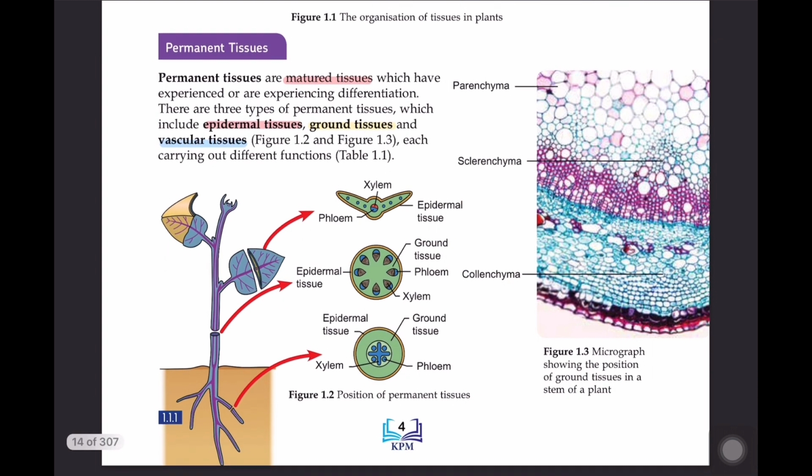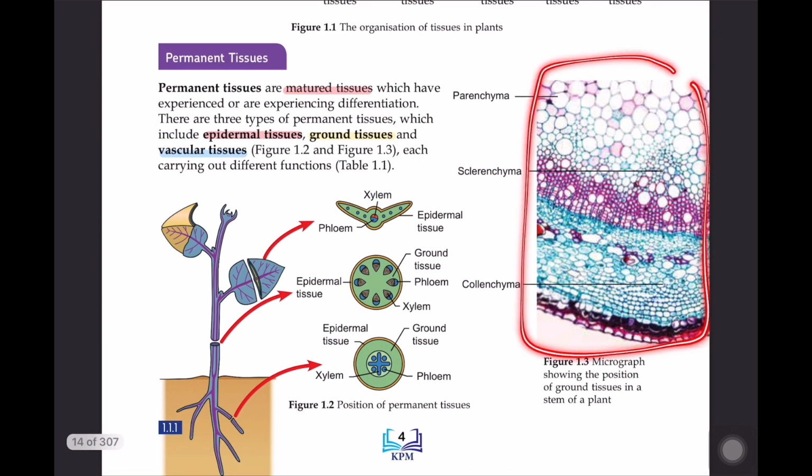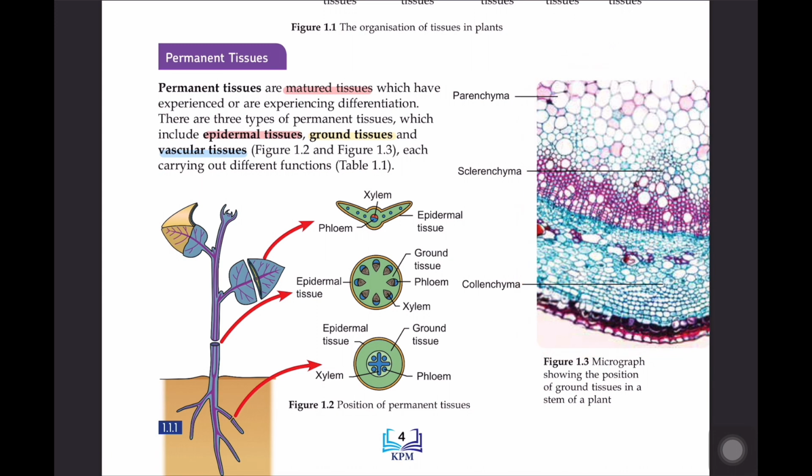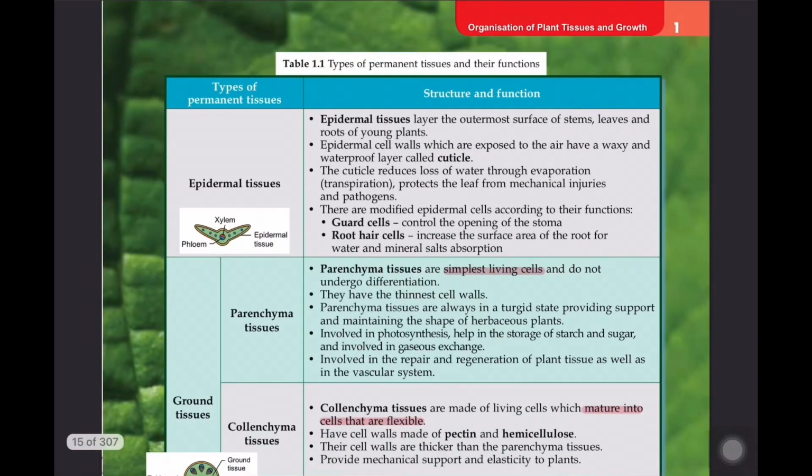So it is a good idea to remember how it looks like under the microscope, how parenchyma, sclerenchyma, and collenchyma come into the micrograph. So it sort of helps with your memory, helps with your understanding of the functions of each tissue and the position, of course, right? As you can see here, there are different types, different places of where the permanent tissues are situated. Okay, so we'll go into detail of each type of permanent tissue.